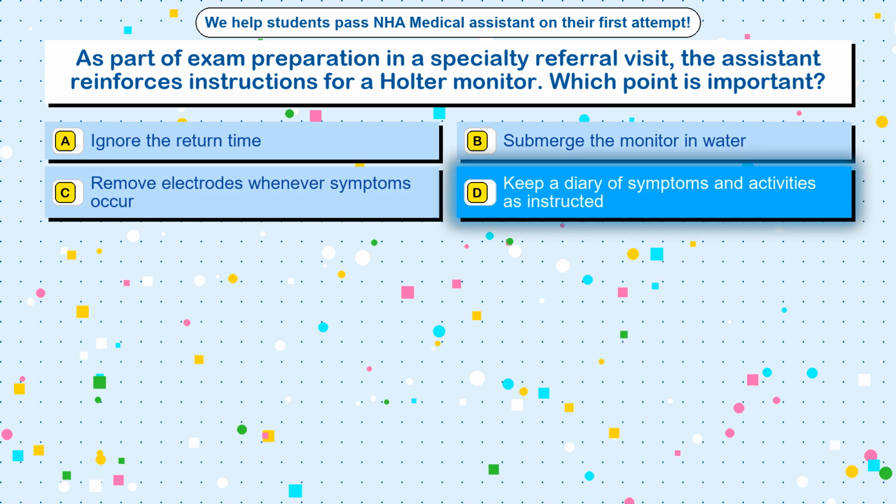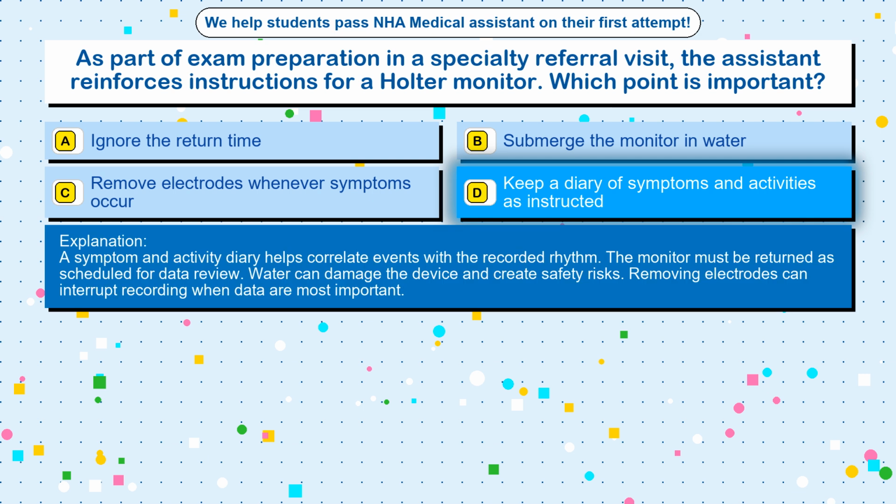The correct answer is option D. Keep a diary of symptoms and activities as instructed. A symptom and activity diary helps correlate events with the recorded rhythm. The monitor must be returned as scheduled for data review. Water can damage the device and create safety risks. Removing electrodes can interrupt recording when data are most important.